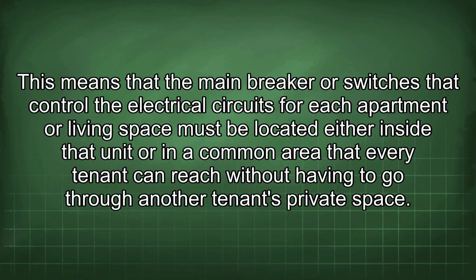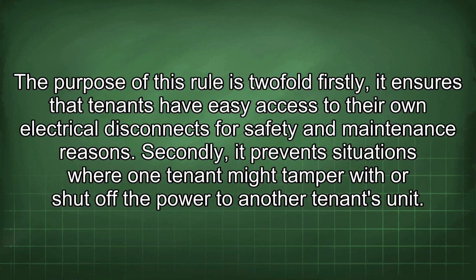This means that the main breaker or switches that control the electrical circuits for each apartment or living space must be located either inside that unit or in a common area that every tenant can reach without having to go through another tenant's private space. The purpose of this rule is twofold. Firstly, it ensures that tenants have easy access to their own electrical disconnects for safety and maintenance reasons. Secondly, it prevents situations where one tenant might tamper with or shut off the power to another tenant's unit.